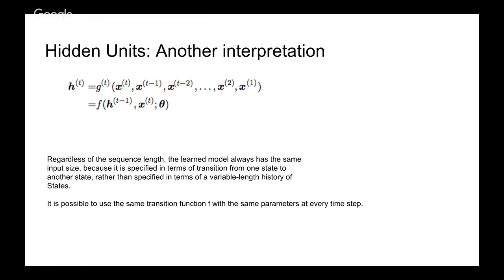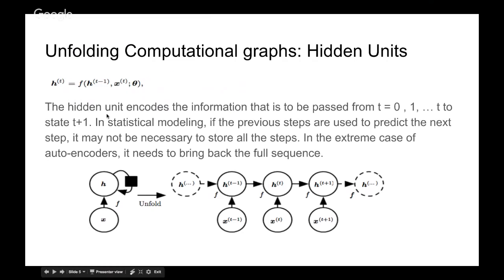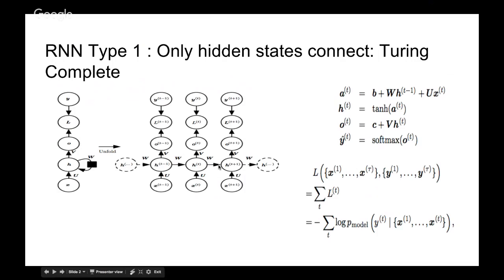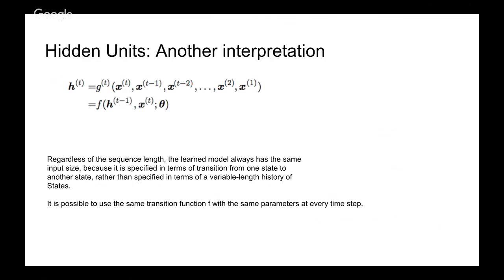Another interpretation is that whatever the input size, the input to the last step of the recurrent neural net is of the same size. So instead of a variable length history of all the inputs, there is only one input that is coming in. And you can even use the same transition function. For example, HT comes in here to HT plus one, and the same transition function is always used, the transition function being tanh, to compute HT plus two. So that is the purpose of a hidden unit and the transition function F.